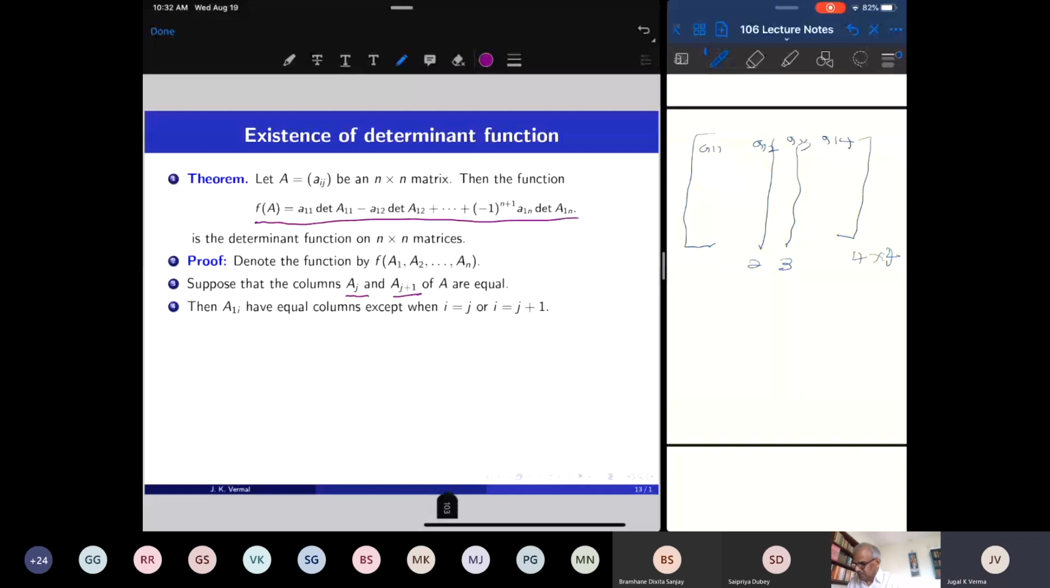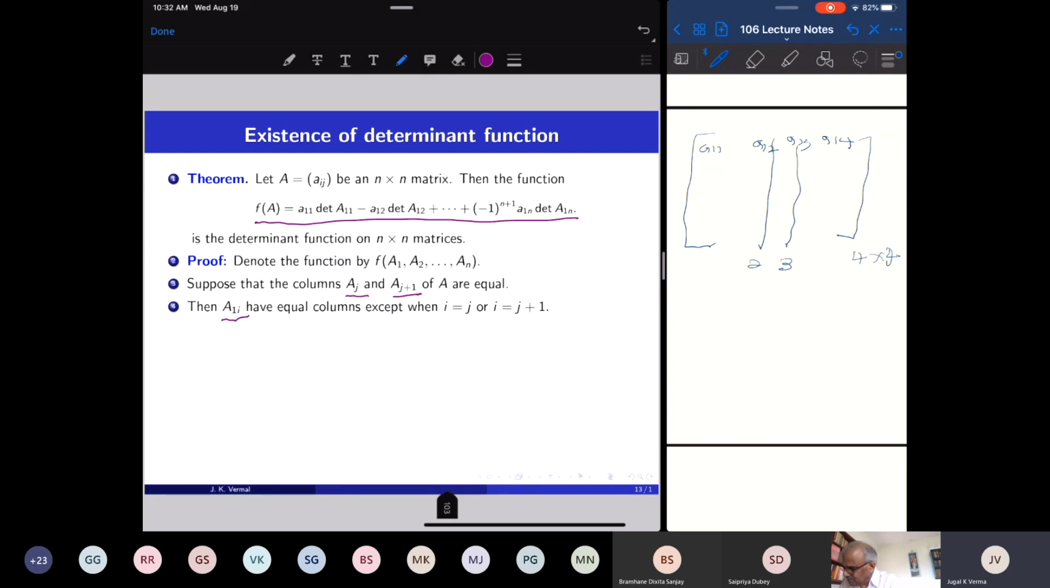Okay, I get 0. So let us use this formula to show that this is actually 0. Keep this 4 by 4 matrix at the back of your mind to see what is going on. Suppose that Aj and Aj plus 1, these 2 adjacent columns, are equal. Then I look at the submatrices A1i. In this 4 by 4 case, there are 4 such matrices, A11, A12, A13, A14.